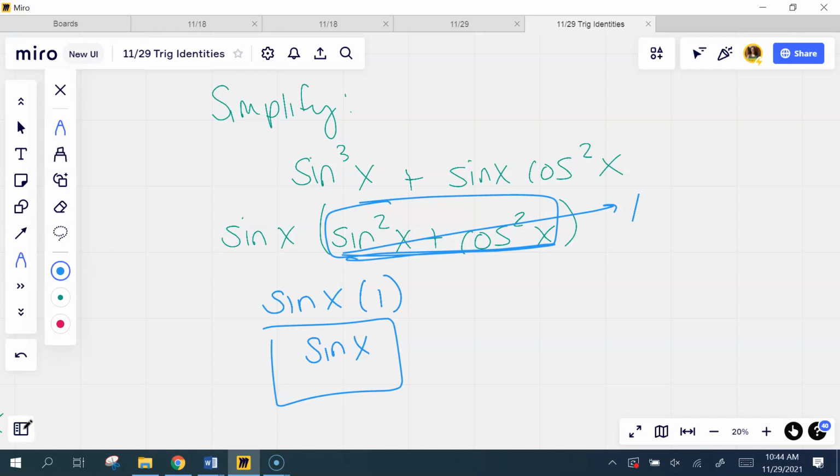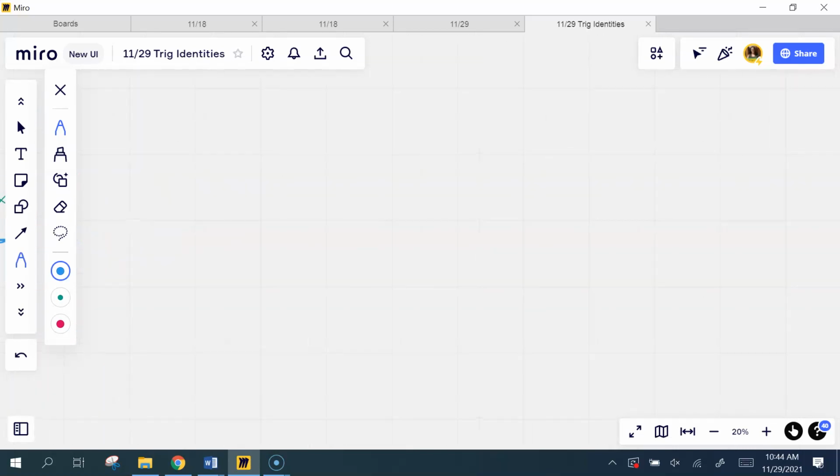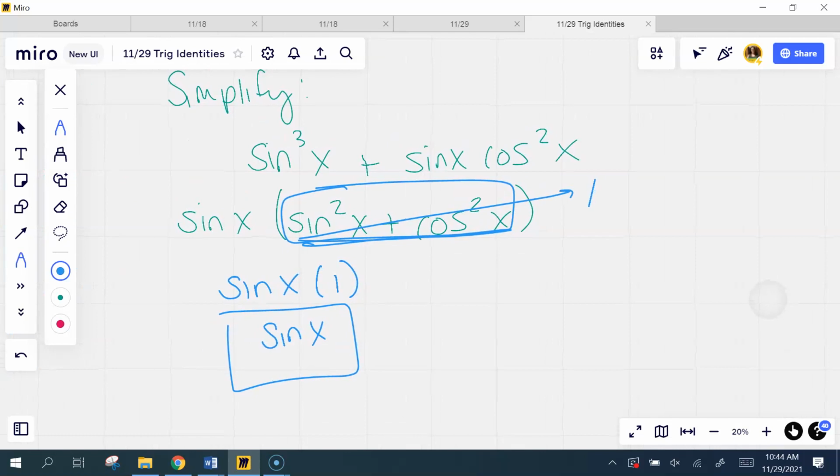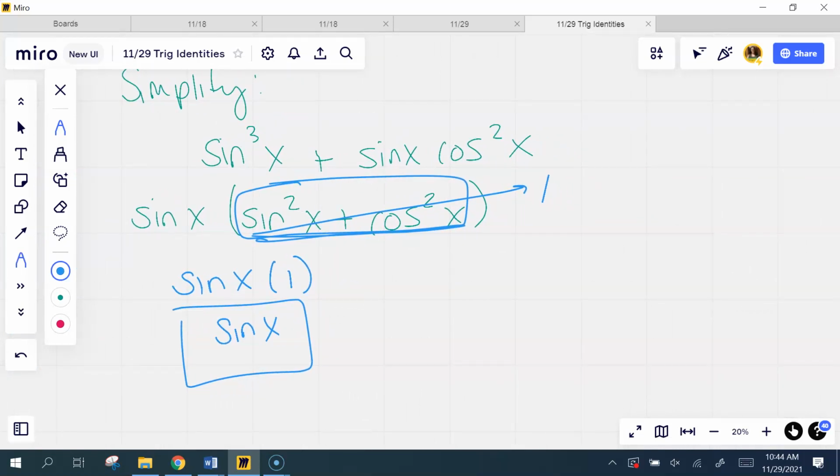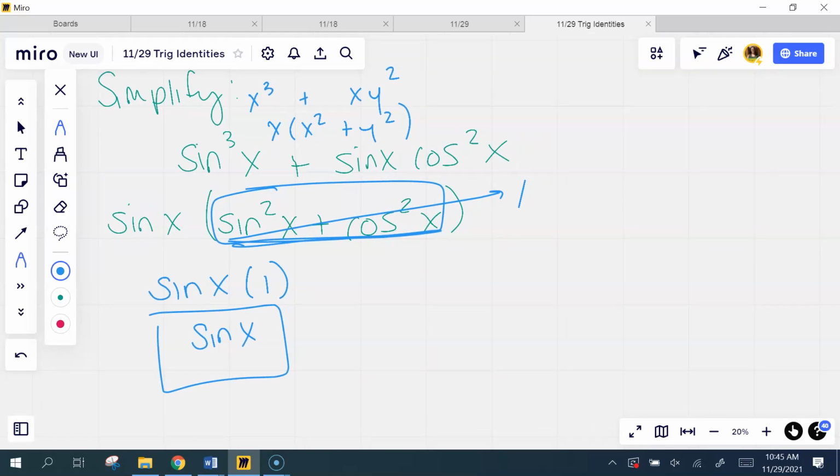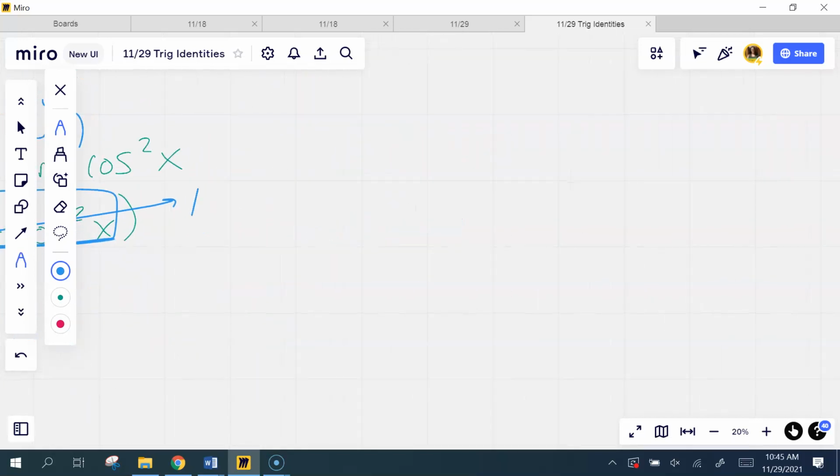Let's do another. That was an easy one. Let me go back. I took it out. So think about this being like x to the third plus x y squared, and I just took an x out. You see what I'm saying? Y'all ready to crank it up a little bit? Some of these, the first time you look at them, you may have to keep working and keep working until you get where you need to get.